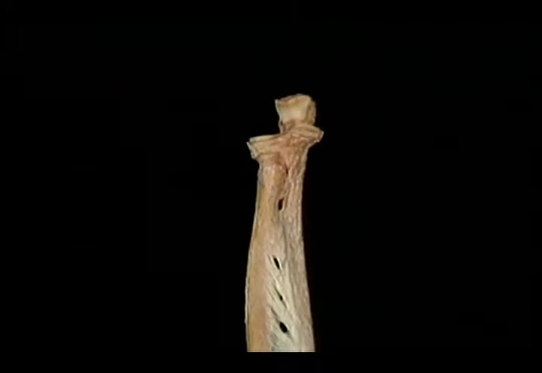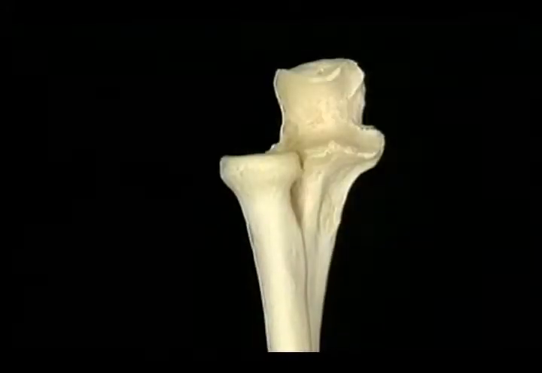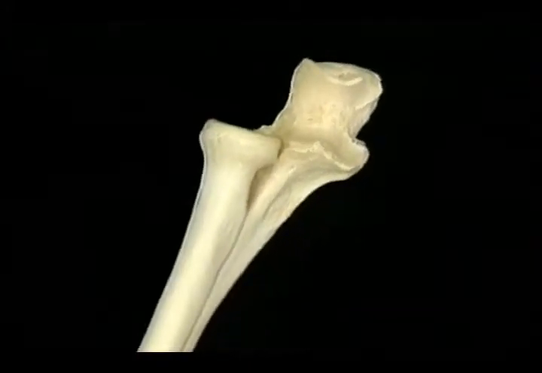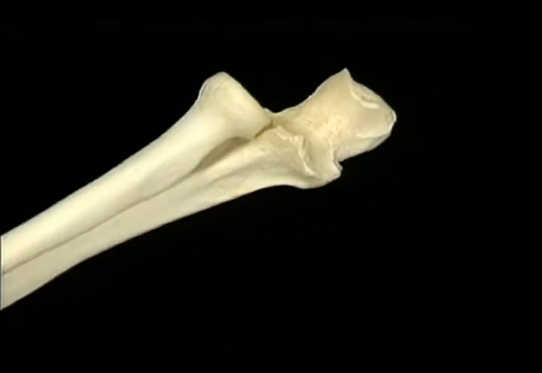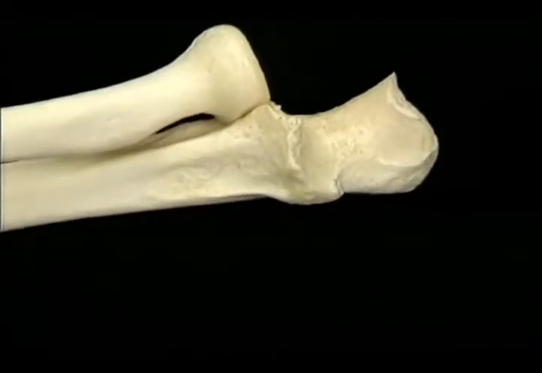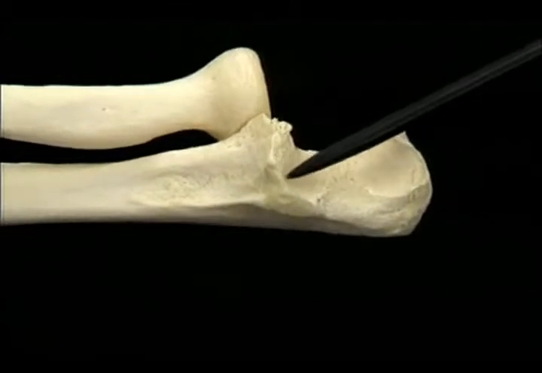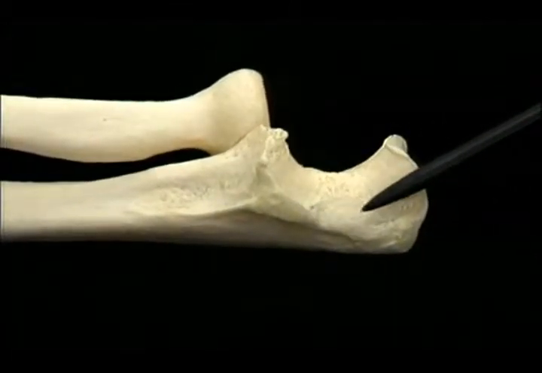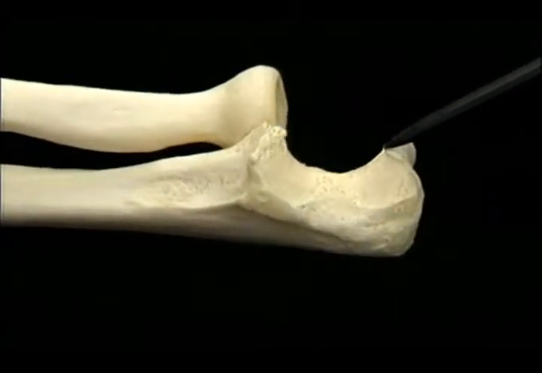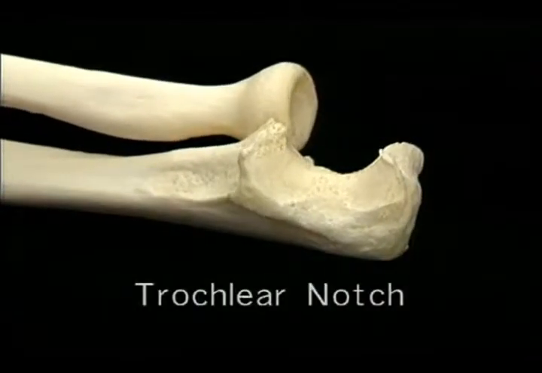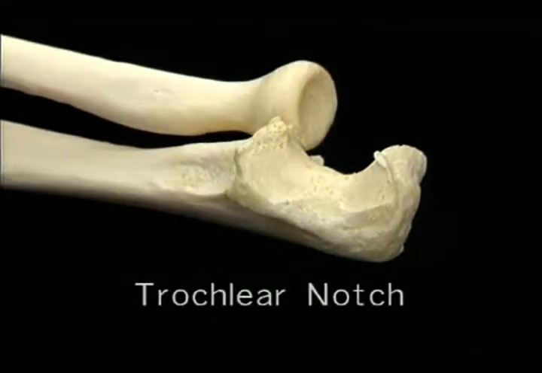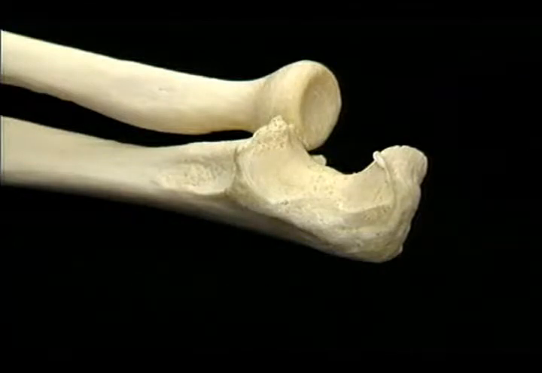Let's look at the proximal ends of the radius and the ulna. We'll look at the ulna first. The main feature of the proximal end of the ulna is this large curved articular surface. The curve that it forms is called the trochlear notch. It articulates with the trochlea of the humerus.